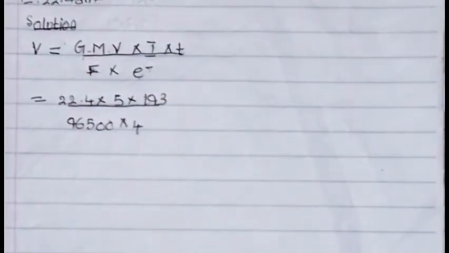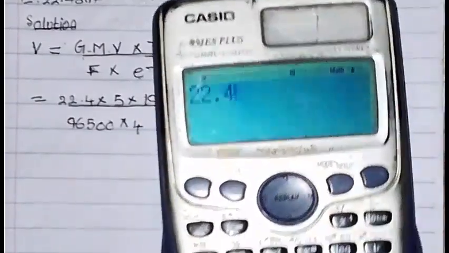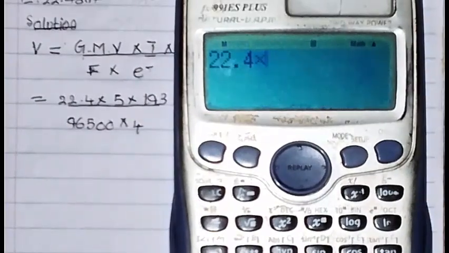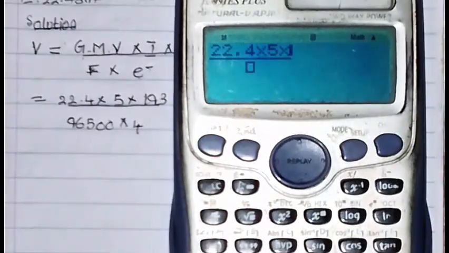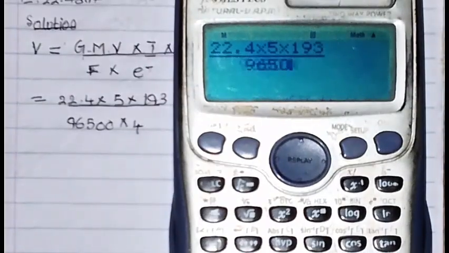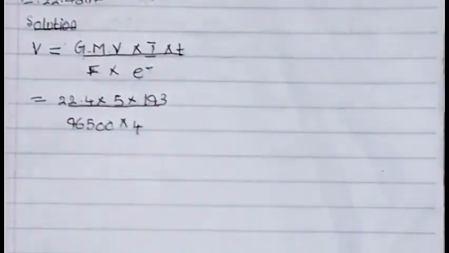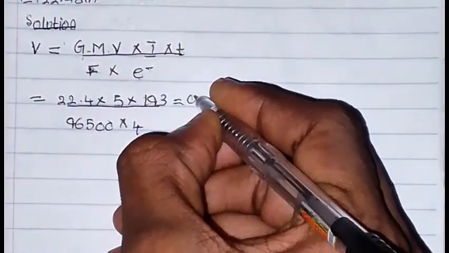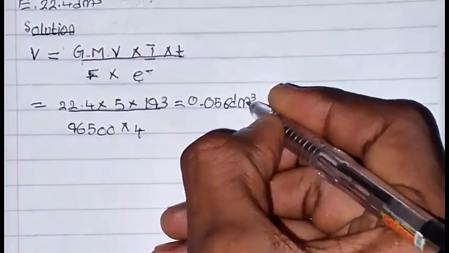Now we're going to calculate this. We have 22.4 multiplied by 5, that's current, by 193, which is time, divided by 96,500, Faraday's constant, times 4. So our answer is 0.056 dm³, which matches perfectly with option A.